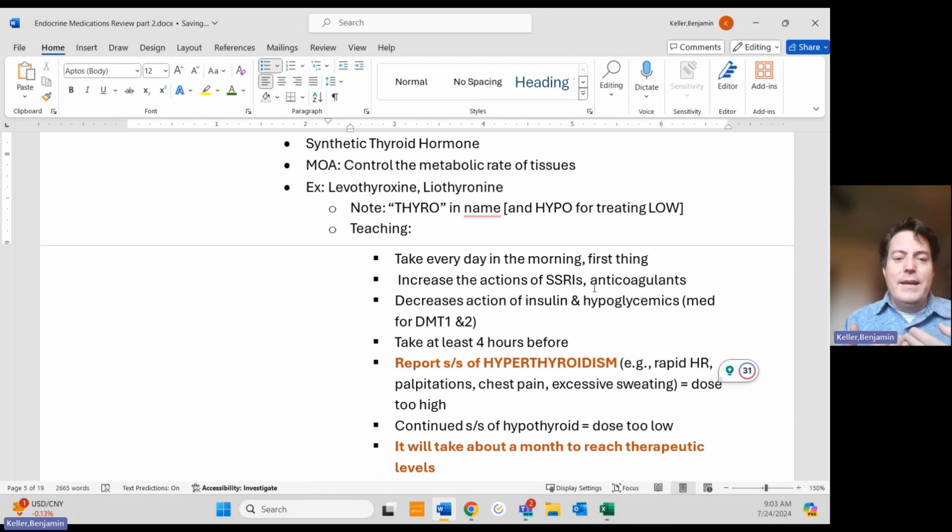So if they take it at the same time every day, first thing in the morning on an empty stomach, then we should have consistent results. But if they take it after a big fatty heavy meal at the end of the day, who knows how much of that will get absorbed. We're talking such a tiny amount. We need to be really precise. So take it in the morning every day.